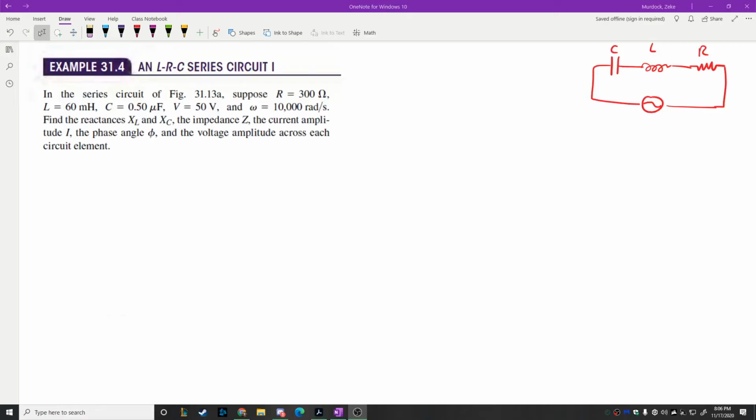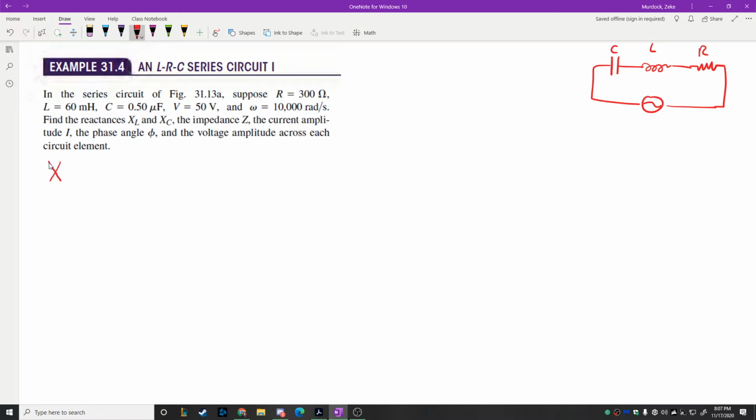Let's get started. Okay, this is hour 3 for Physics 1C, and we're going to be looking at this problem right here to apply the knowledge that we learned about these series circuits. We've got some information given: resistance, inductance, capacitance, voltage, and we're supposed to go through and find all of these things. So I'm going to have you all do these calculations, and I'm just going to write down what they are.